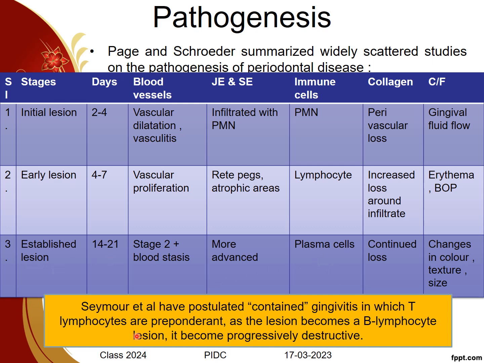So Simon, from his study, has told that as long as it's a contained gingivitis, you would be having the T lymphocytes. But then when it becomes progressively destructive, the lesion becomes a B lymphocyte predominant one as it goes along.